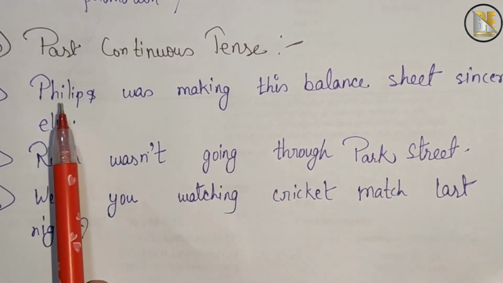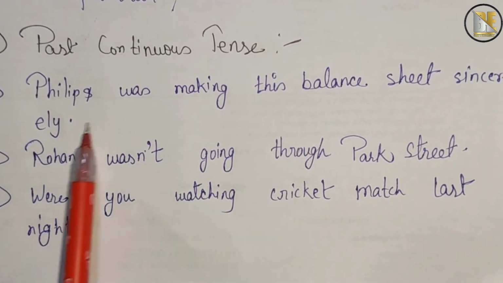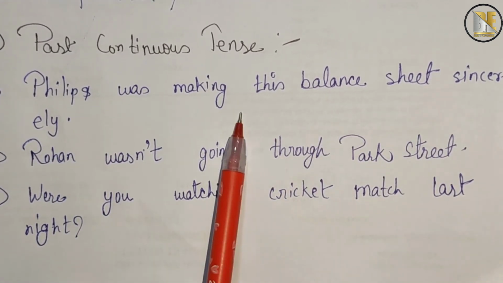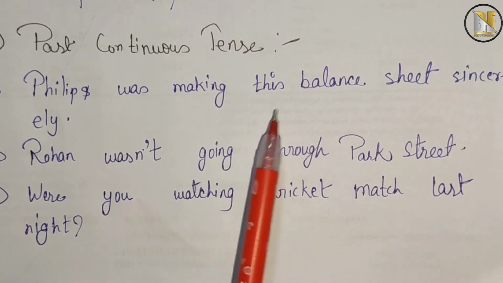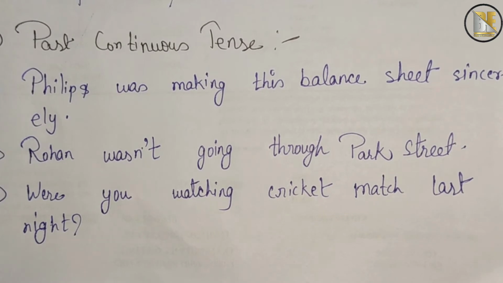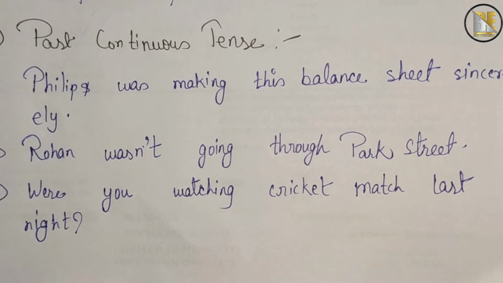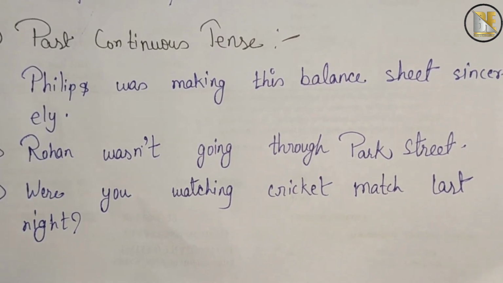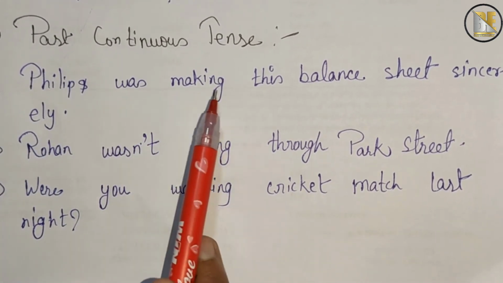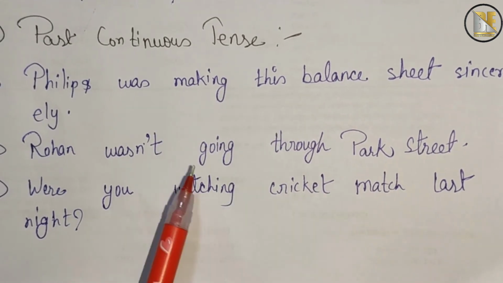The first example, let's see through example so it can clear your concept properly. Phillips was making this balance sheet sincerely. That means Phillips was asked to make some balance sheet, and according to that he made the balance sheet, and his work was very sincere. He did it very sincerely, but he has already finished his work, so that's why Phillips was making. He is not making, and there is no relationship between the present time and the past.